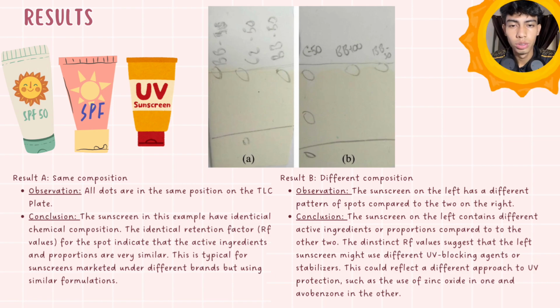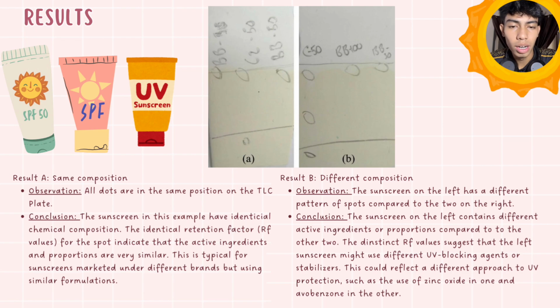Hello everyone, today we are diving into the world of sunscreen chemistry using a technique called thin layer chromatography, or TLC. This powerful method allows us to separate and analyze the active ingredients in different sunscreens. Let's walk through two scenarios that highlight how TLC results can tell us a sunscreen's chemical composition.